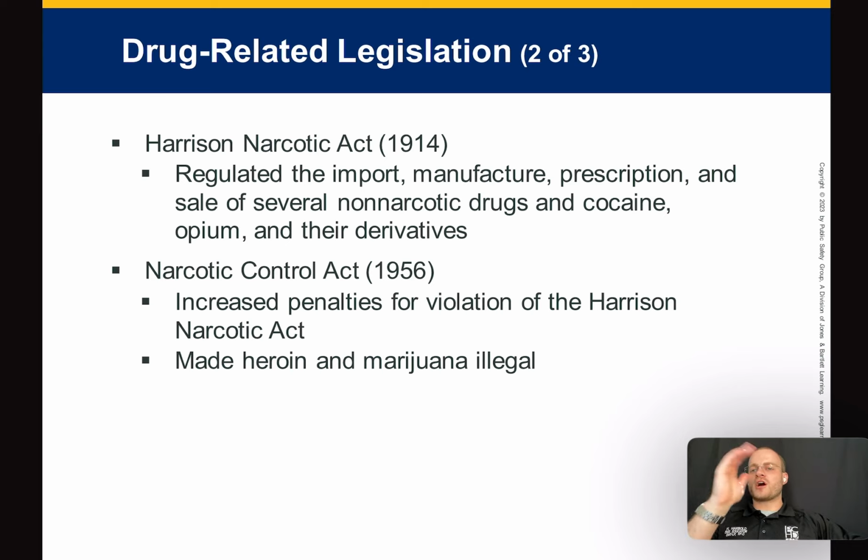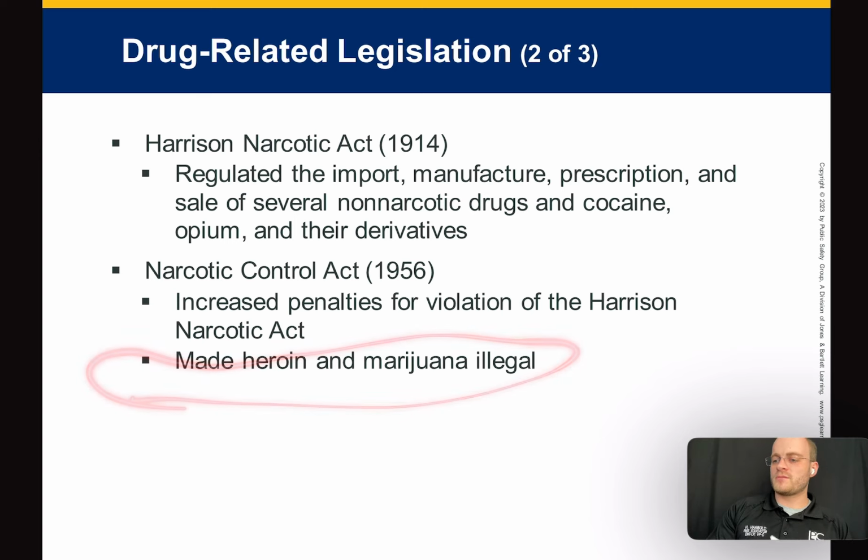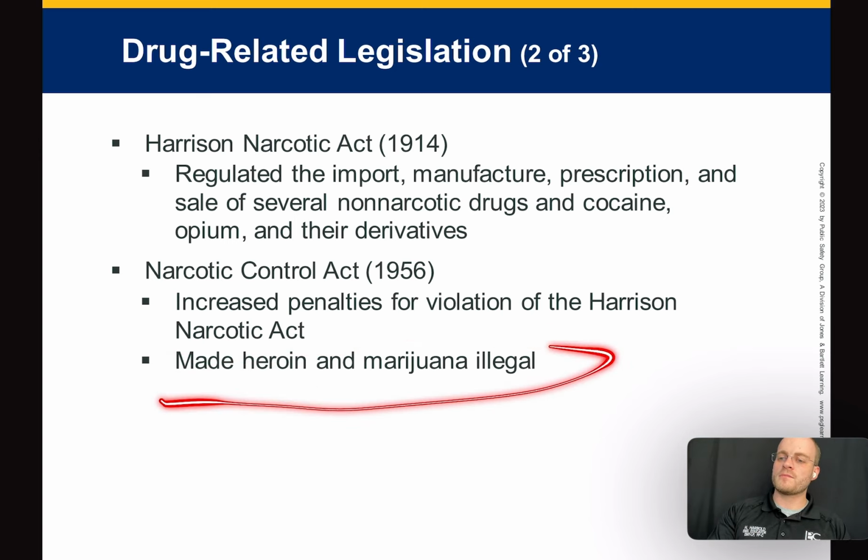Okay, so the Narcotic Control Act increased the penalties for violation of the Harrison Narcotics Act, and it made heroin and marijuana illegal. Not Hunter's opinion. Okay, but marijuana is illegal according to the federal government. And it's actually a Schedule One controlled substance. I'm going to talk about what that means on the coming slides. So I don't care what you think about marijuana. It's not my opinion. It's illegal. So if you see it, don't take it up with me. Take it up with your Congress. Heroin also obviously illegal. So what does this mean? These drugs, according to the federal government, have no legitimate medical use. Not my opinion.